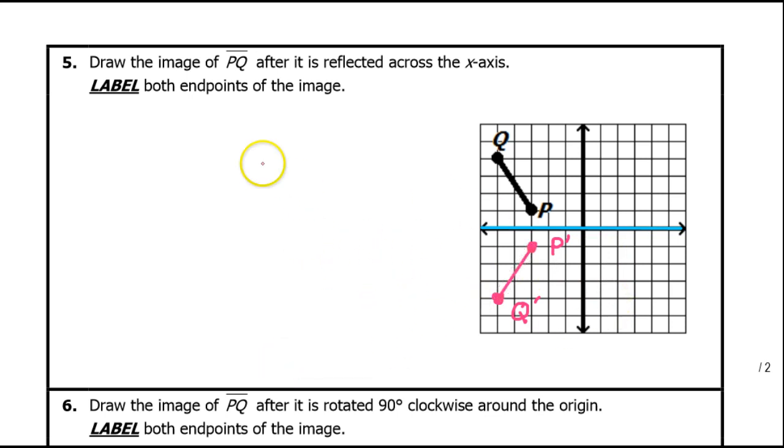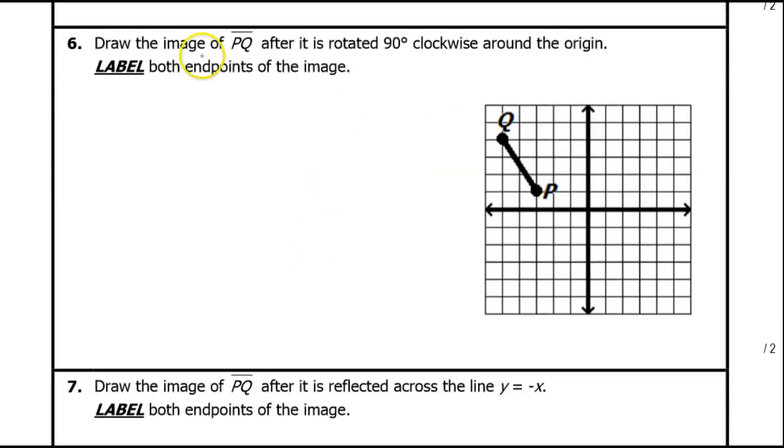And that's it. We have reflected the segment across the x-axis. Okay, problem number 6. Draw the image of segment PQ after it is rotated 90 degrees clockwise around the origin.